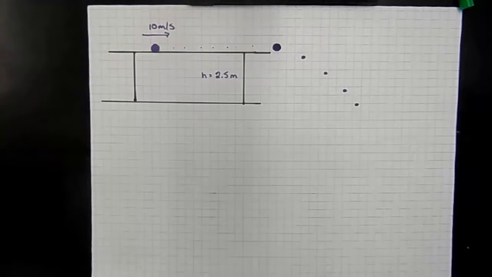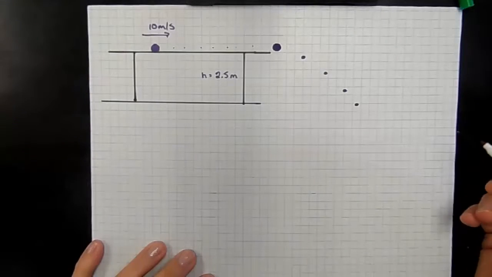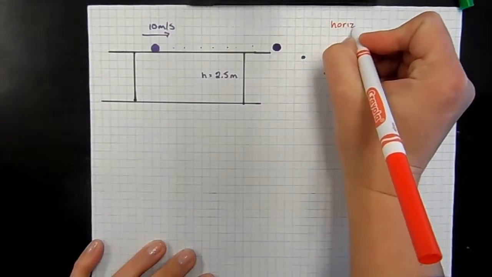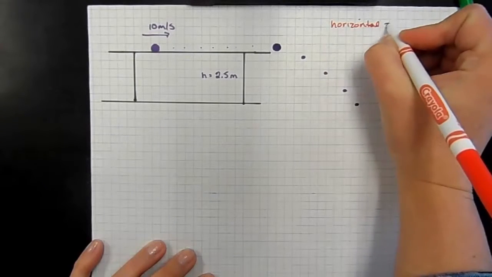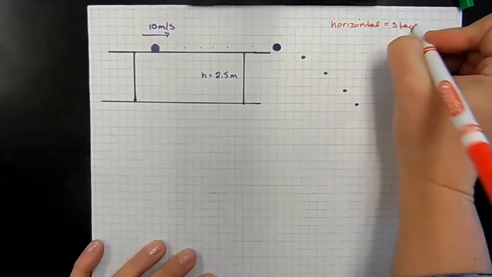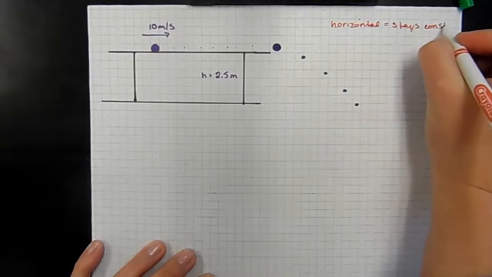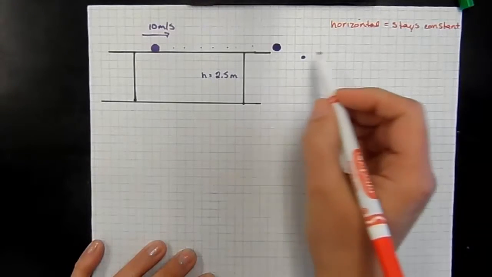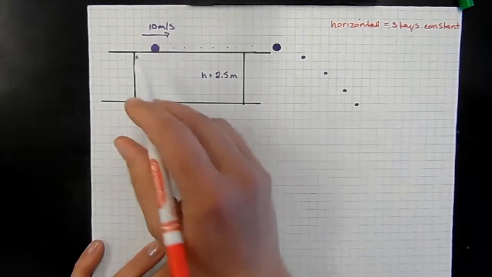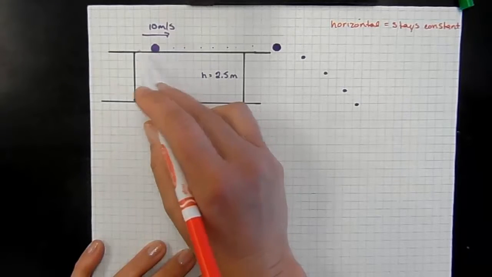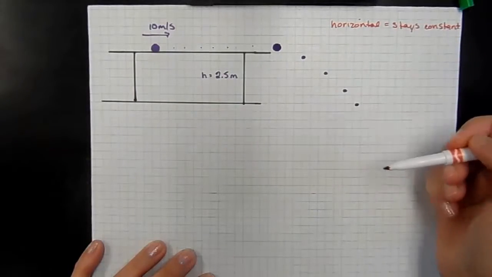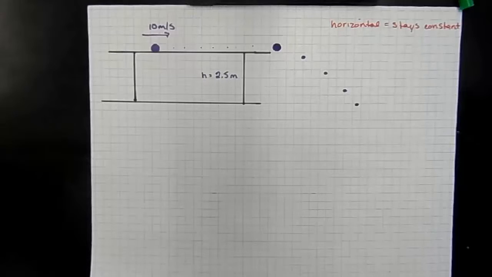Now, from our discussion of projectile motion, we know that our horizontal motion is constant. So remember that our horizontal stays constant, because there's still no forces acting in that horizontal motion. Same thing over here. In that horizontal direction, there was no force acting this way, there's no force acting this way. The same thing happens here. The only force we have acting on it is gravity, and that's going to be in our vertical direction.